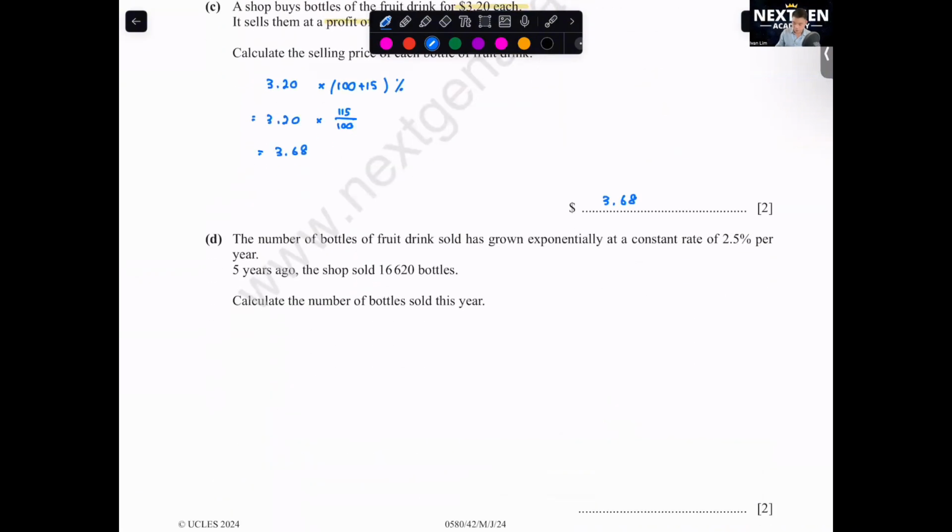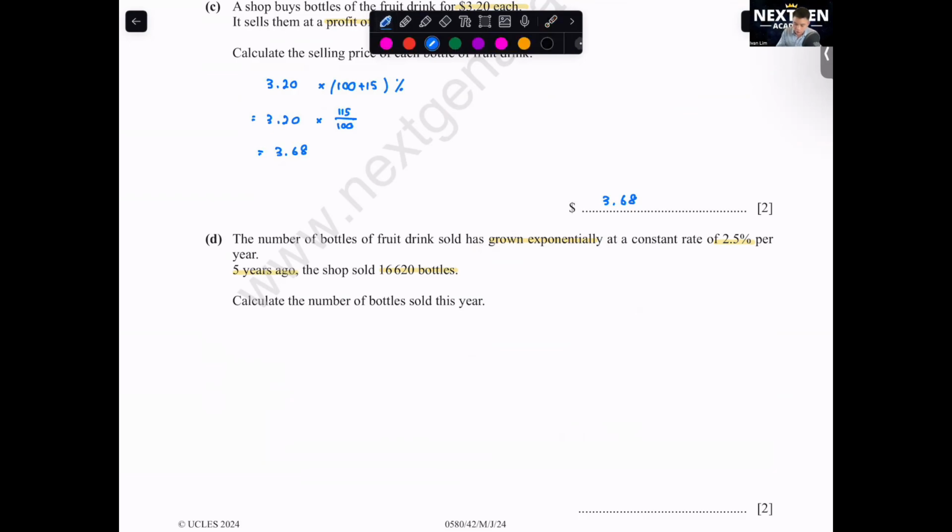Next, the number of bottles of fruit drink sold has grown exponentially at a constant rate of 2.5% per year. 5 years ago, the shop sold 16620. Why over 100? Because percentage. Percent means over 100. That's the meaning of percent. Okay, got it? Grown exponentially. What formula do we use when we see this word? Grown exponentially.